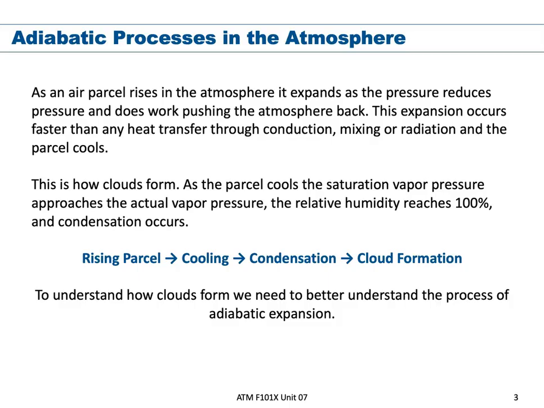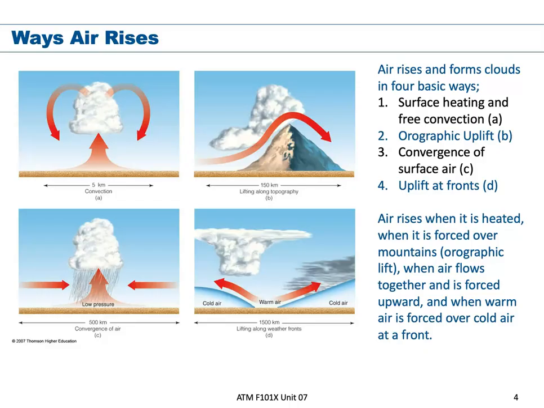This is essentially how clouds form. Humid parcels of air rise, cool, and eventually the water vapor condenses and forms droplets or ice crystals. Remember, water vapor is an invisible gas, while cloud particles are visible. To understand how clouds form, we need to better understand the process of adiabatic expansion. Air rises in four basic ways.